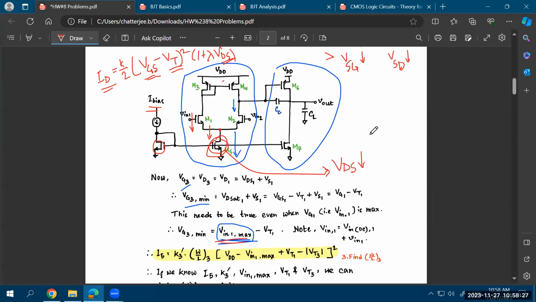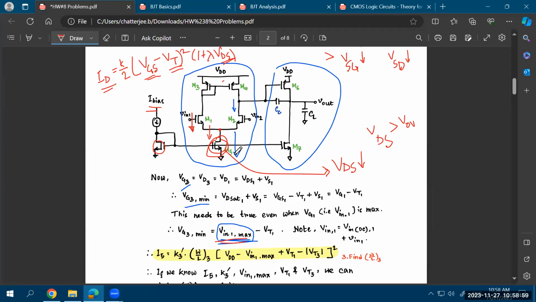Now you know that the equation for saturation is that your VDS needs to be larger than V overdrive. And if the equation for saturation is not satisfied, then this M5 transistor will not work as a current source. So when you are trying to make sure that this M5 transistor is in saturation, in the correct operating region, and working as a current source, you need to consider the minimum value that can happen at the gate of this M1 transistor.